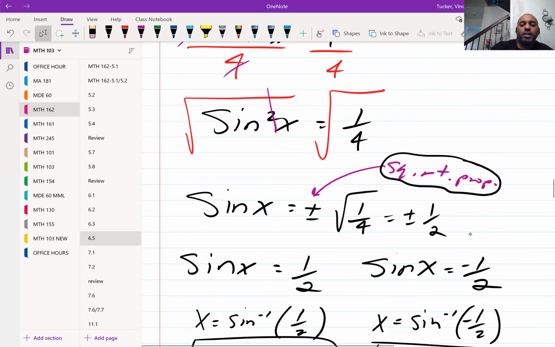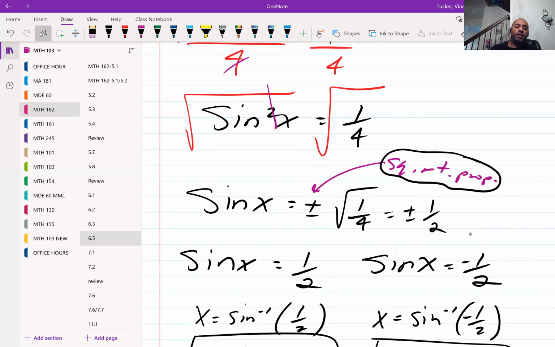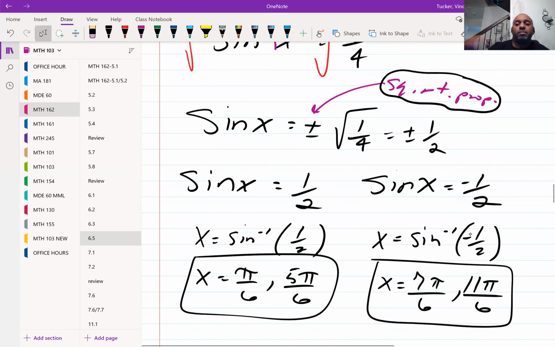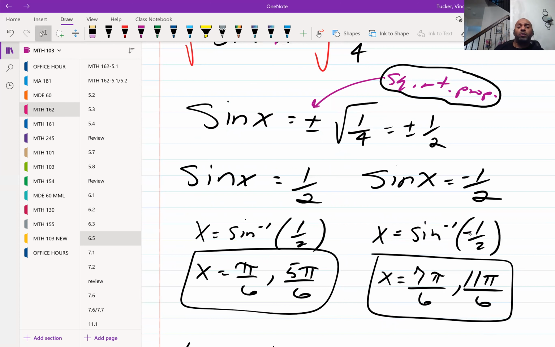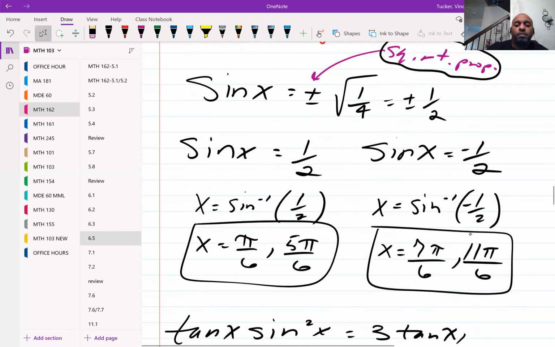So from there, you have sine x equal to 1/2, sine x equal to -1/2, apply sine inverse to both sides. And then once again, you can go to your circle, find where sine, in other words, your y component of your ordered pairs, is equal to 1/2, and then find where your y components of your ordered pairs are equal to -1/2, and those will be your 4 answers.